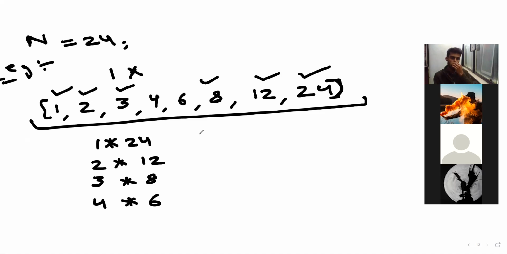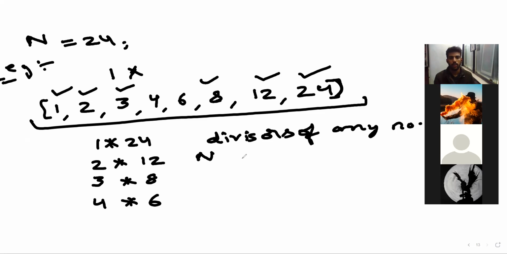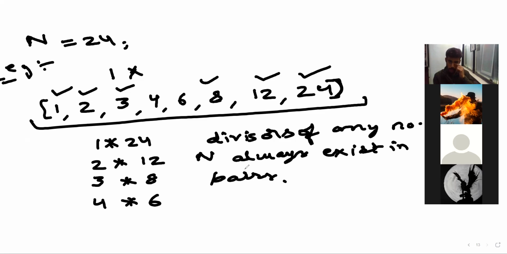So the observation we can make is that divisors of any number n always exist in pairs. Does this make sense? Okay, so once we find one factor, we automatically find another factor as well.